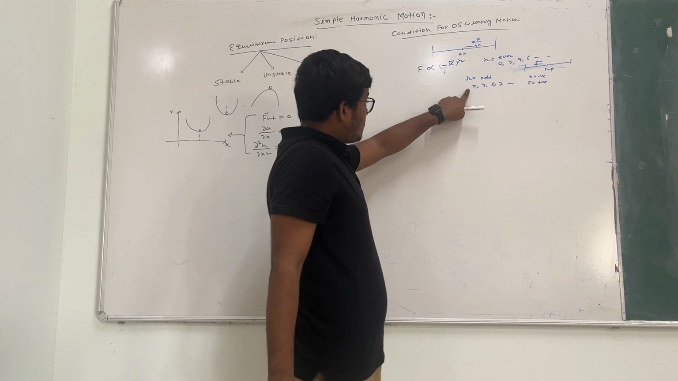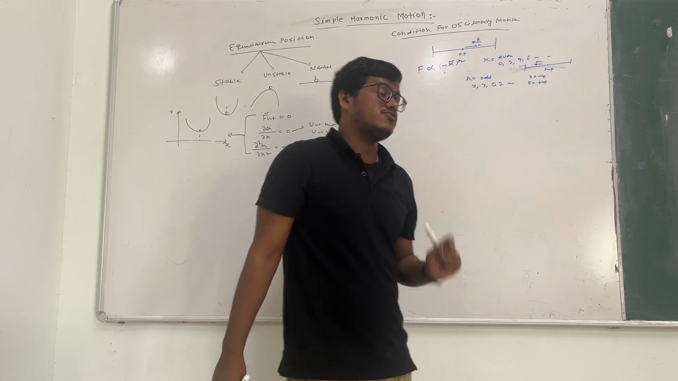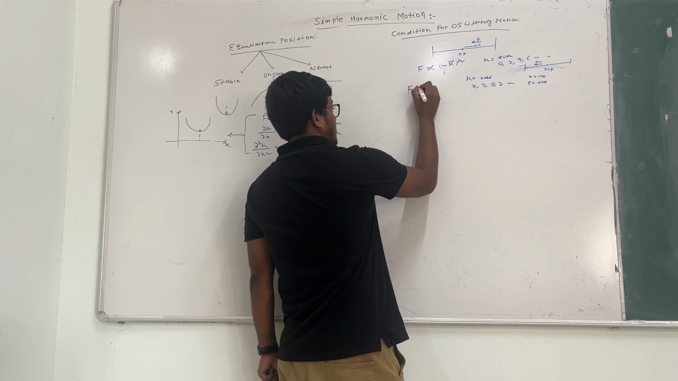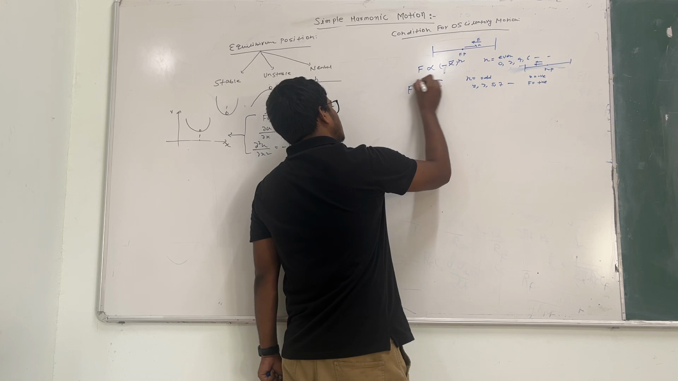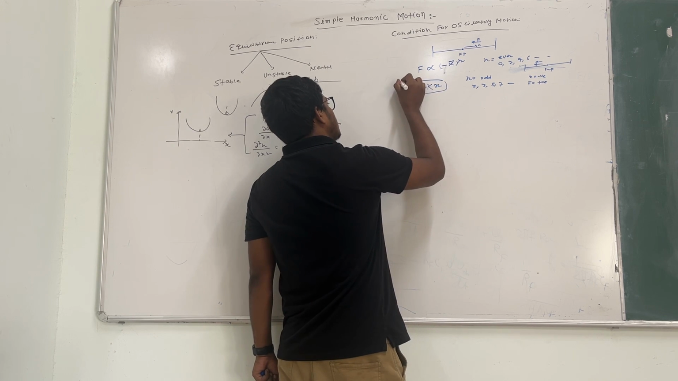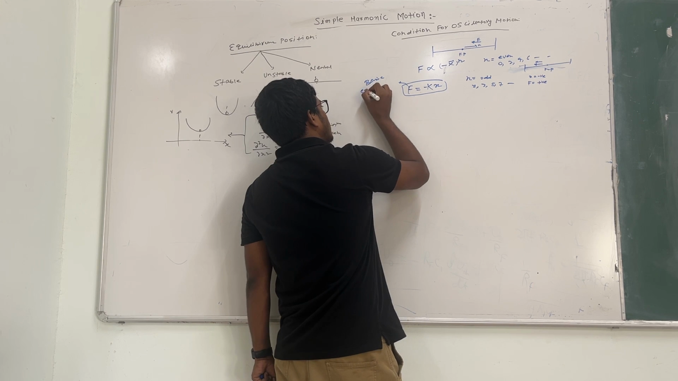Now if you put n equal to 1, in that case we are going to get a simple oscillation, that is simple harmonic motion. So F is equal to minus k x, if you remove the proportionality constant, then you are going to get some k. And this is the basic equation of force for SHM.